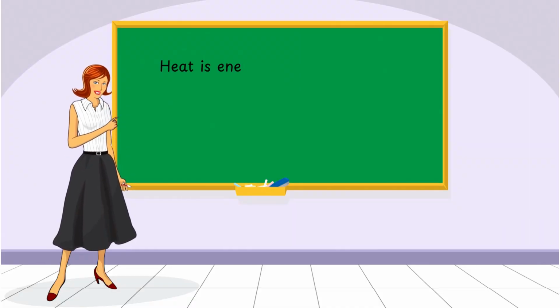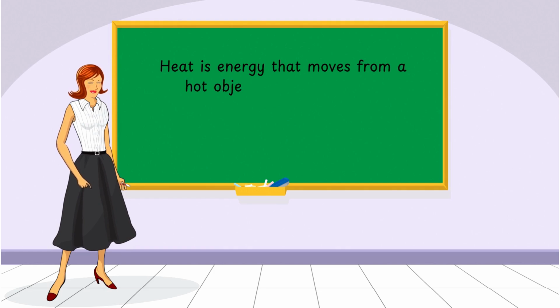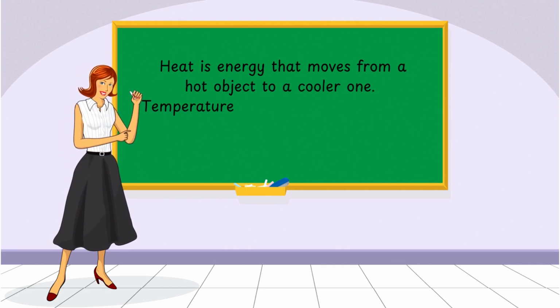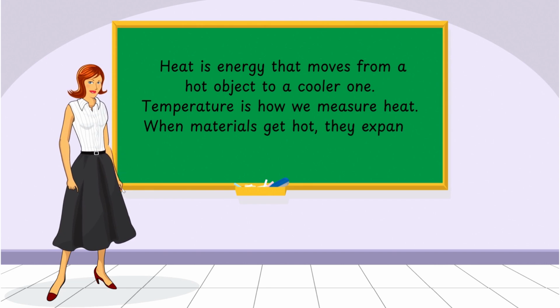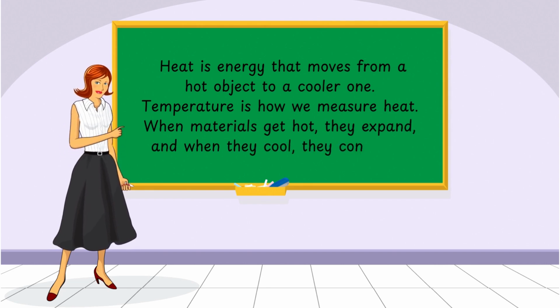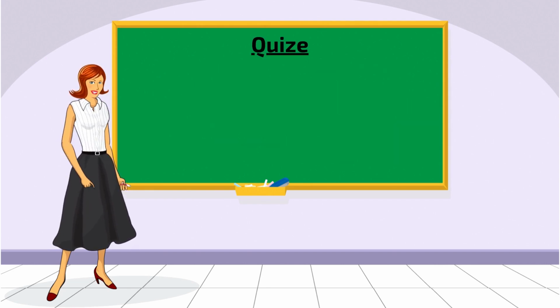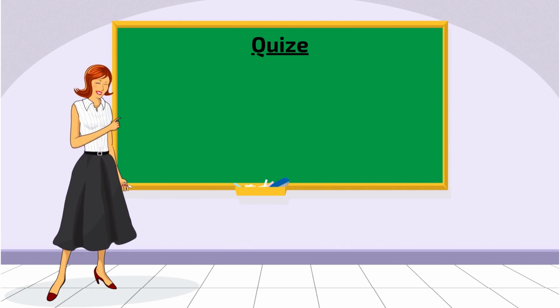Heat is energy that moves from a hot object to a cooler one. Temperature is how we measure heat. When materials get hot, they expand, and when they cool, they contract. Now, let's test your knowledge. Ready for a quick quiz?